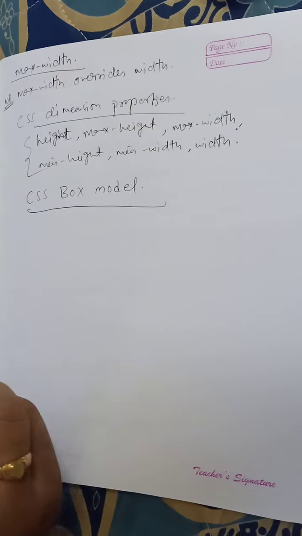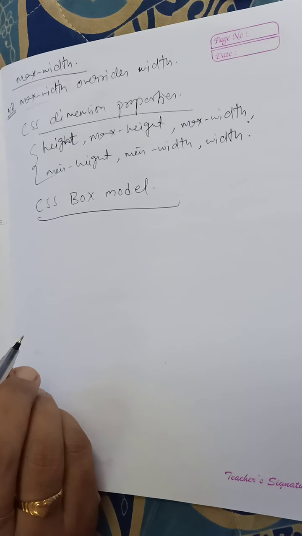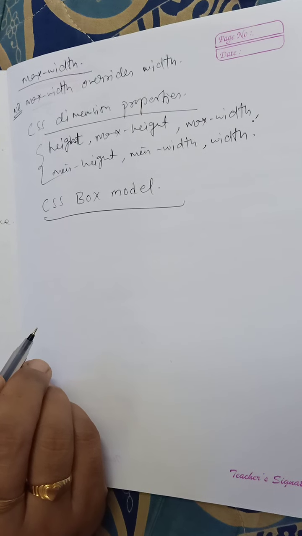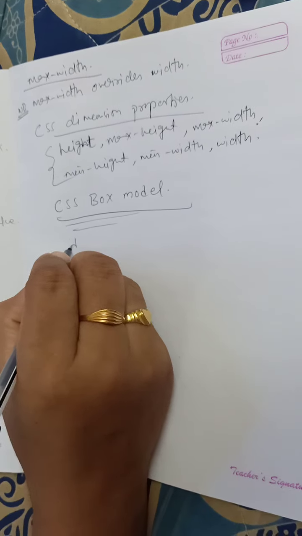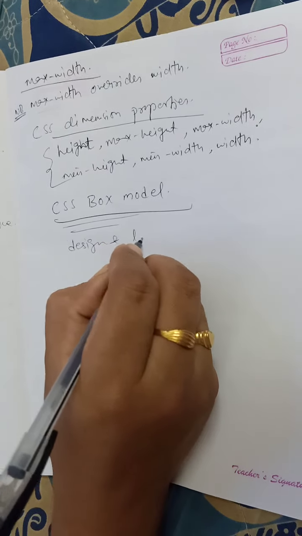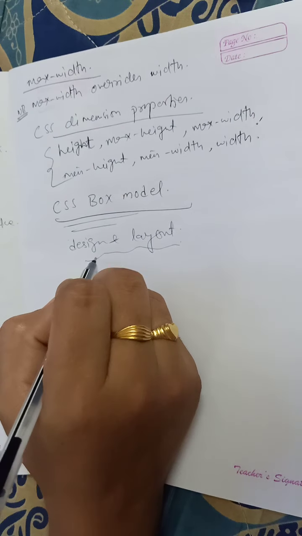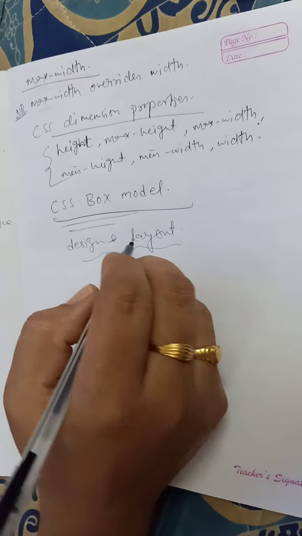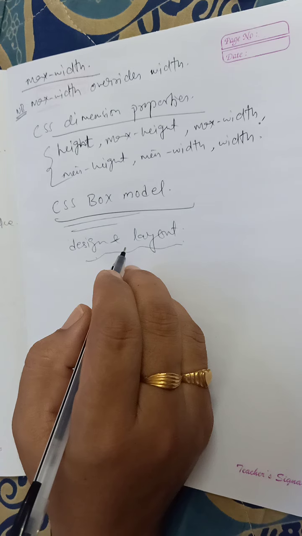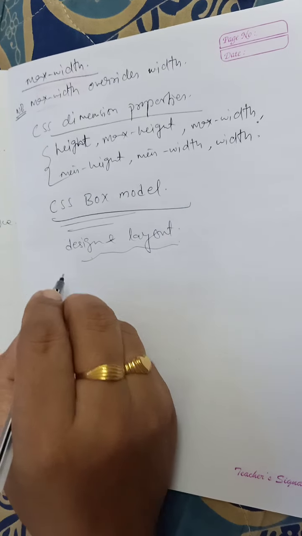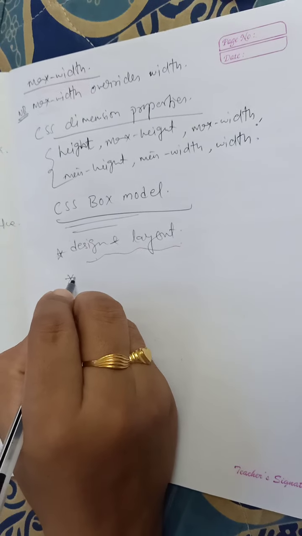So today we will discuss the CSS box model. All HTML elements can be considered as boxes. In CSS, this term is usually used when talking about design and layout. Whenever we are talking about design and layout, then comes the concept of the CSS box model. The CSS box model is essentially a box that wraps around every HTML element. So this is the point where we talk about the CSS box model.